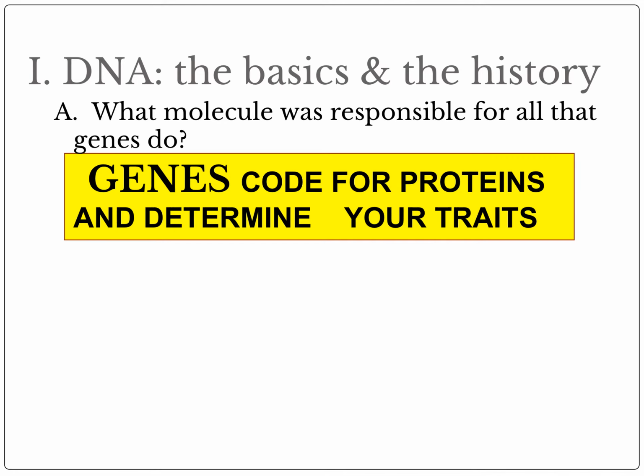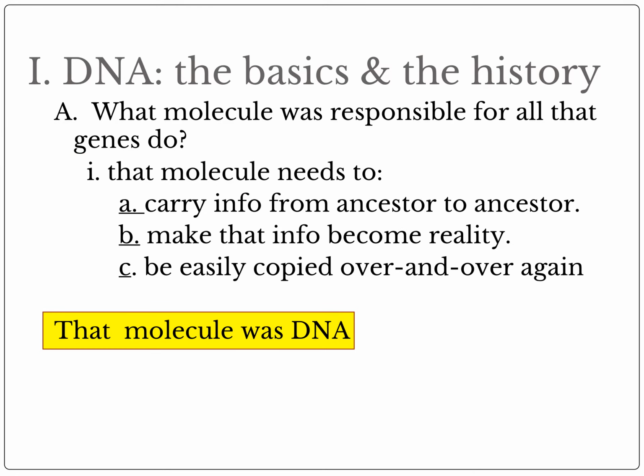So DNA, as I'm sure you have seen, and we'll talk more about the structure of it, forms this structure that you are all familiar with called a double helix, and the genes are just little segments that make up that structure. DNA needs to do a few things. It needs to carry genetic information from ancestor to ancestor. It needs to be able to make that information become a reality, so give physical properties based on that information. And it needs to be easily copied over and over again.